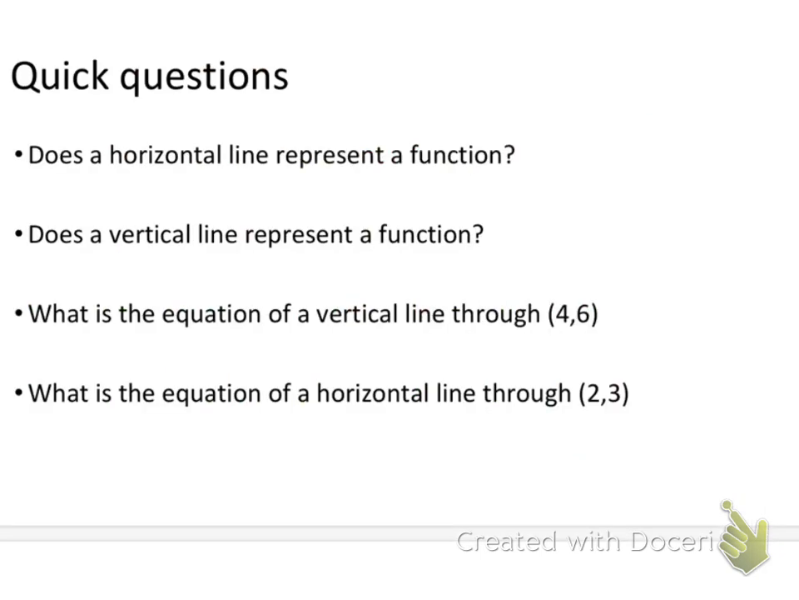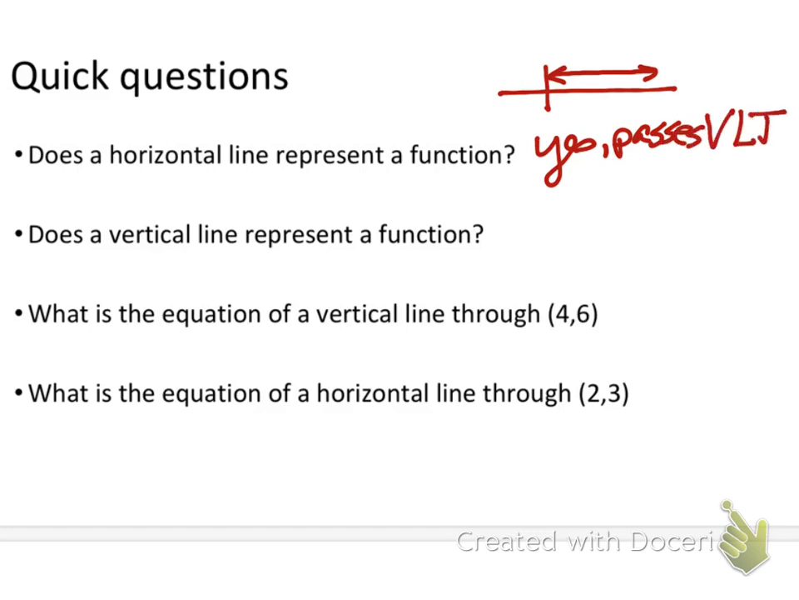Okay, so here's some quick questions about lines. So does a horizontal line, so it looks like this, here's a horizontal line, does this horizontal line represent a function? Well, I would say yes. How come? Because it passes what test? The vertical line test. Okay, if you draw a vertical line anywhere on this function, it will only cross it in one place. If it crosses in one place only, the relationship between the points that create the line is a function.